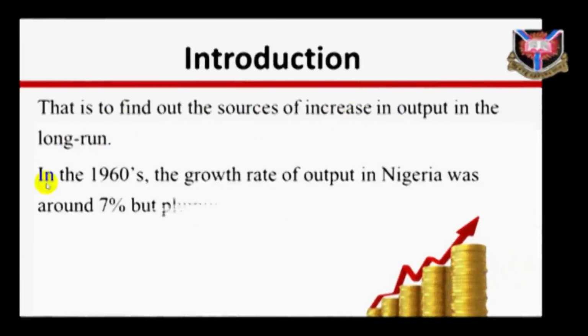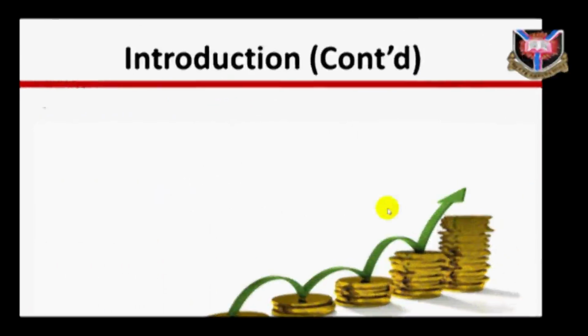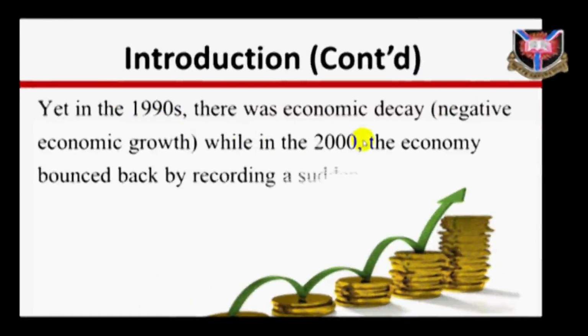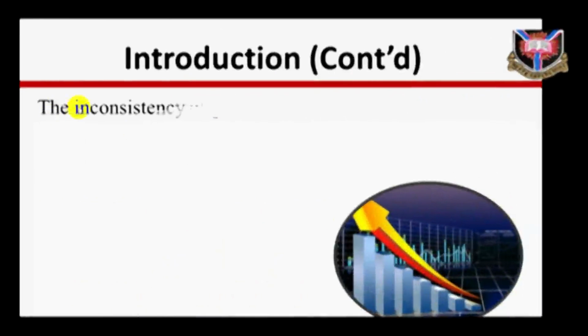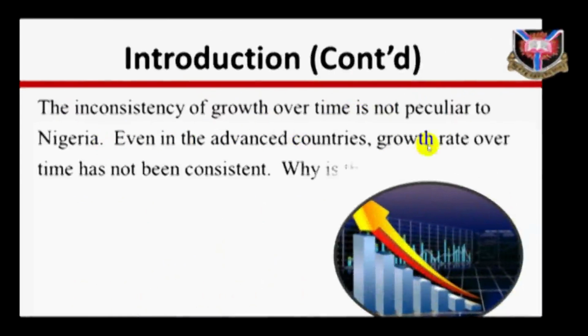In the 1960s, the growth rate of output in Nigeria was around 7%, but went down to around 3% in the 1970s to 1980s. Yet in the 1990s, there was economic decay, while in the 2000s, the economy bounced back by recording a sudden jump, hovering around 7% growth rate per annum. The inconsistency of growth over time is not peculiar to Nigeria. Even in the advanced countries, growth rate over time has not been consistent. Why is this so?